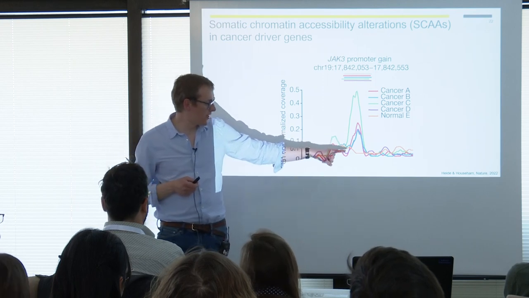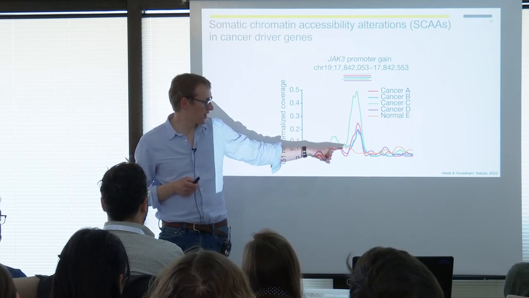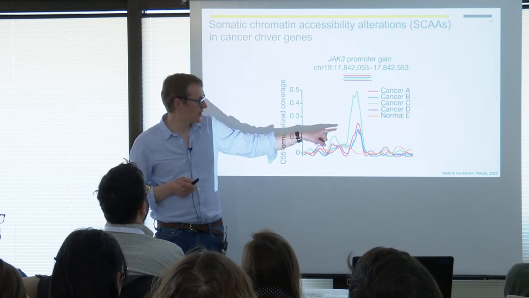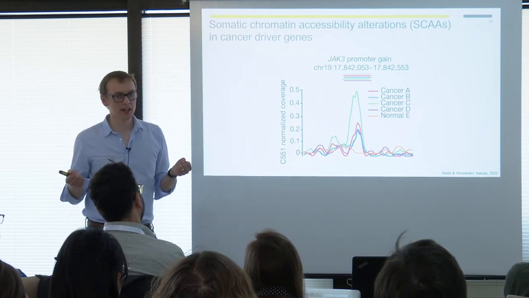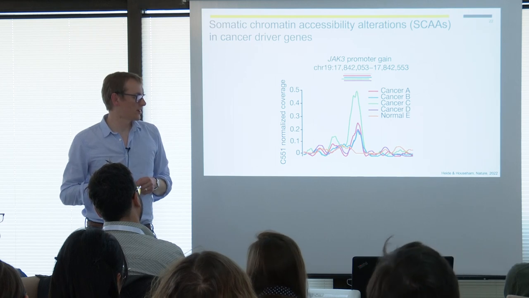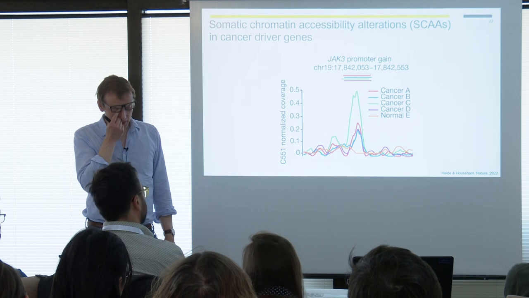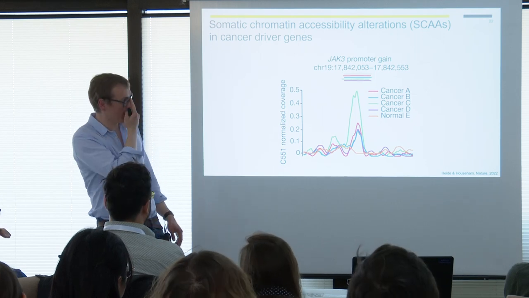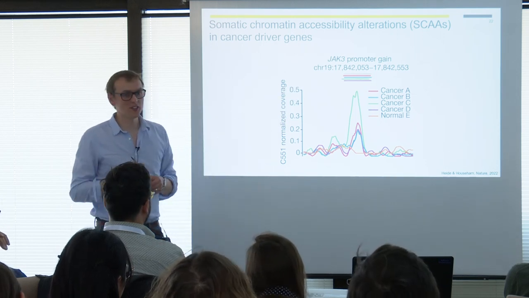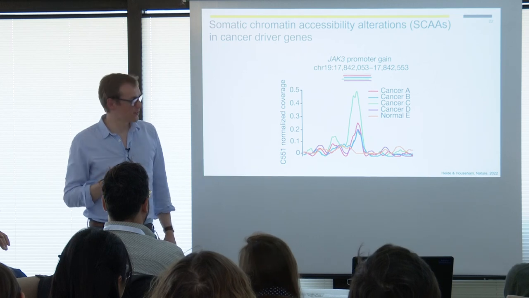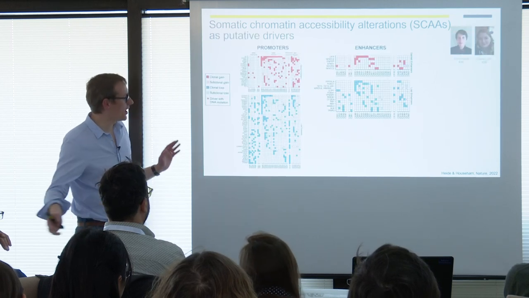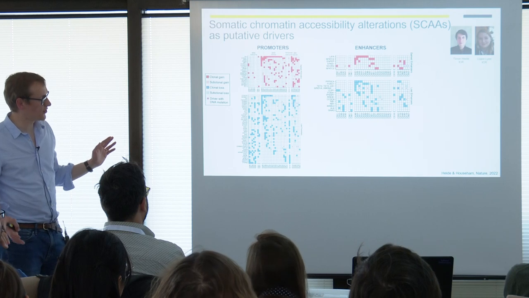What you can see is that in the healthy tissue, the promoter is closed for this gene, but it's open clonally within the cancer. Every region in the cancer has open ATAC sequencing data here. So this is by no means causative evidence, but it's suggestive evidence that you could get changes in accessibility to activate oncogenes.